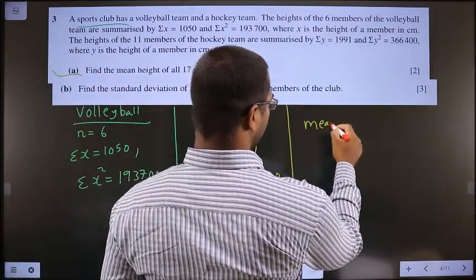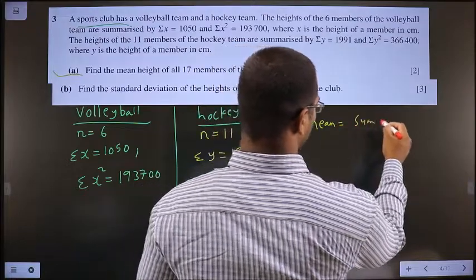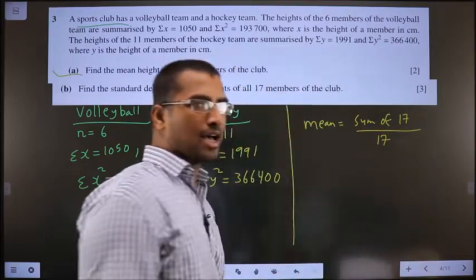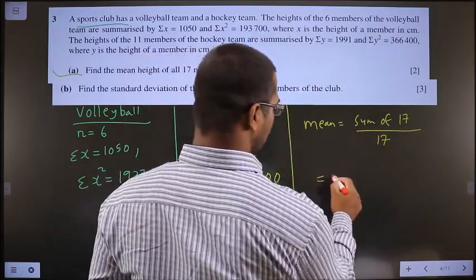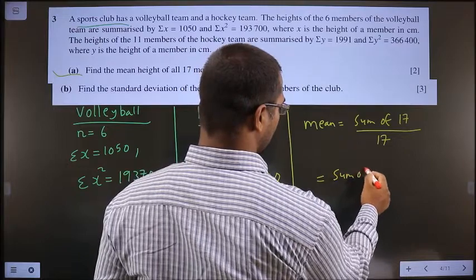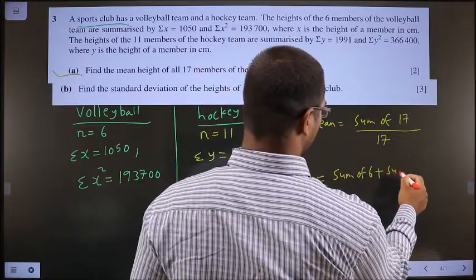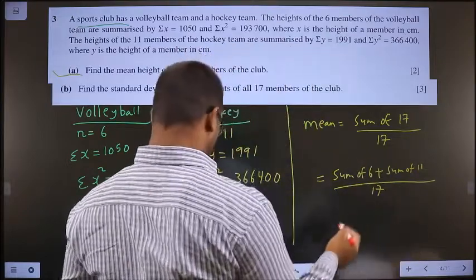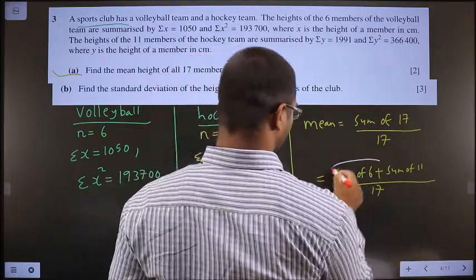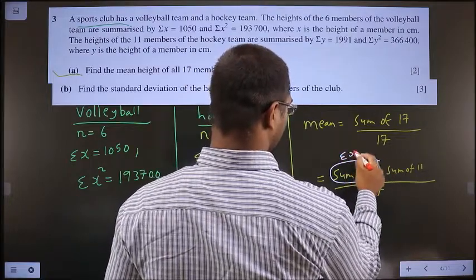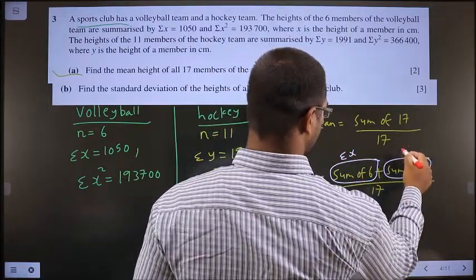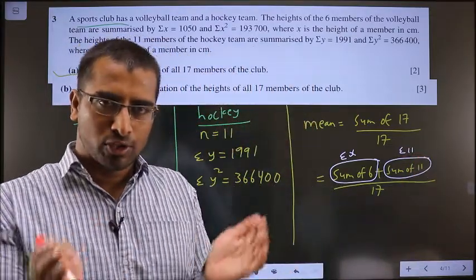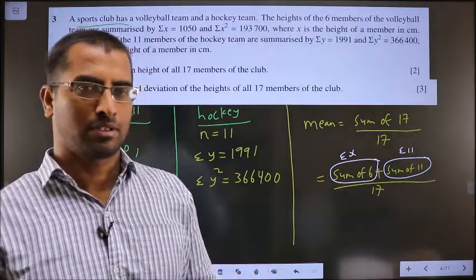Mean of all 17 is nothing but sum of all the 17 by 17 will give me that answer. Sum of all 17 directly I can't get, so I get it by sum of 6 plus sum of 11. Clear? Here, sum of 6 is nothing but sum of x. Sum of 11 is nothing but sum of y. Clear with that? To get the total, I am adding both the sums.